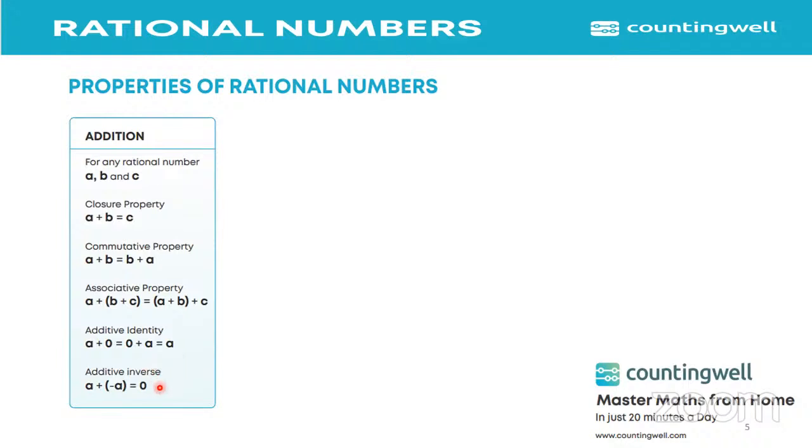So what is the additive inverse of 0? My question is whether 0 is a rational number. Yes, 0 can be written as 0 by 1. So it is a rational number. So the additive identity for 0 is again 0, whereas the additive inverse for 0 is again 0.